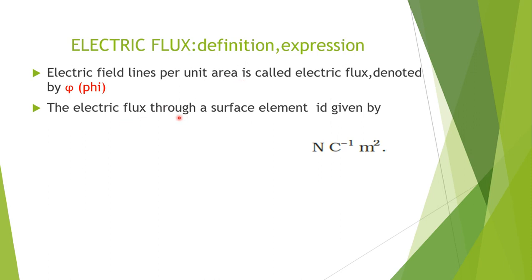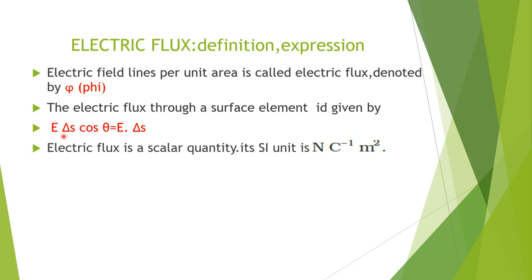The formula for electric flux is E into delta S cos theta. It depends upon the orientation of the surface element, so it is not just E into delta S, but E delta S cos theta. We can write this E delta S cos theta as E dot delta S, the dot product. A dot B is equal to AB cos theta, which you have studied. So the dot product of E and delta S will give you electric flux.